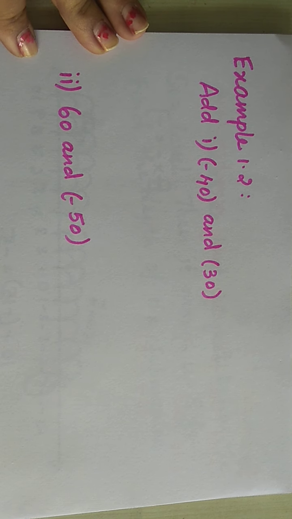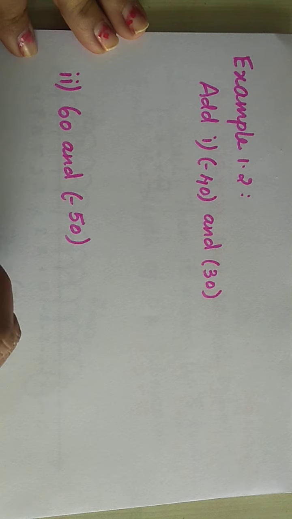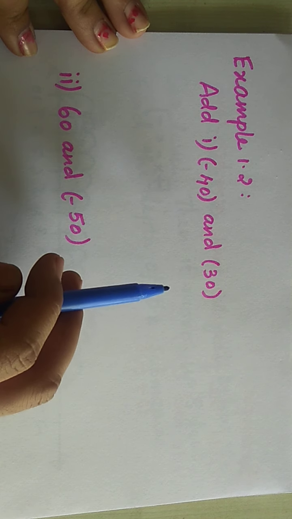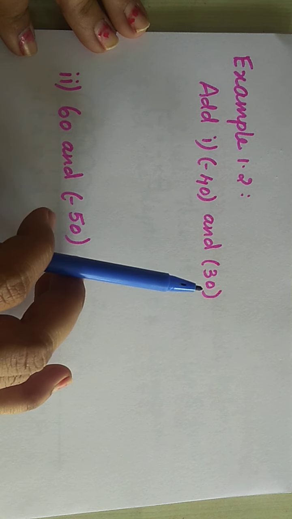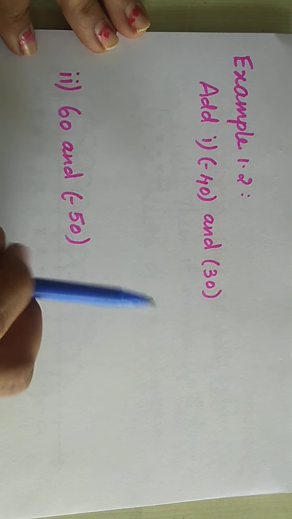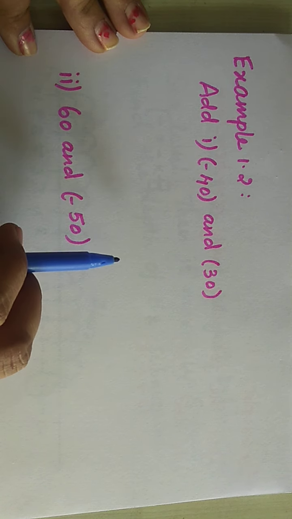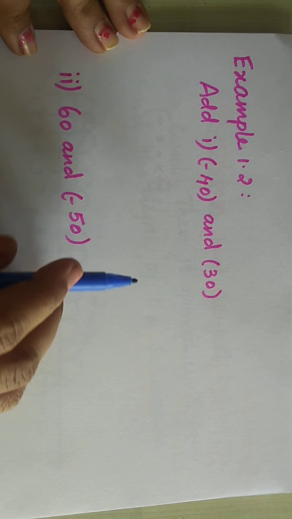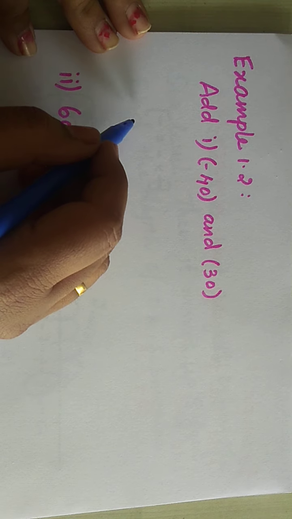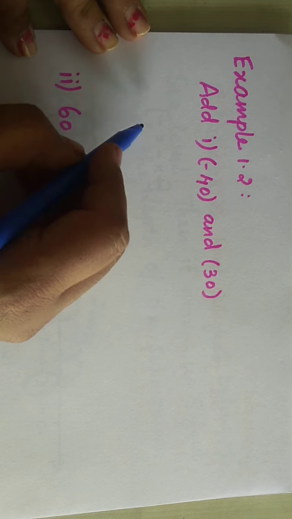Now next, example 1.2. Add minus 40 and 30 without using number line. If they mention to add the following using number line, we can do it using number line. If they didn't mention, and they just ask you to add, you can add without using number line. Now let us learn how to add without using number line.